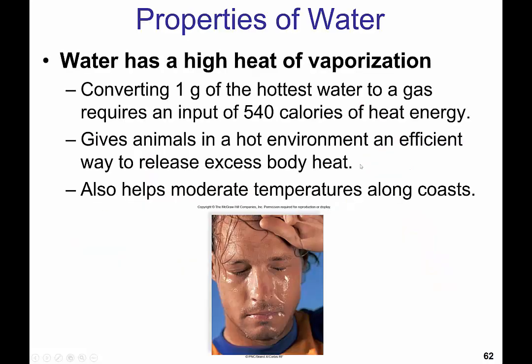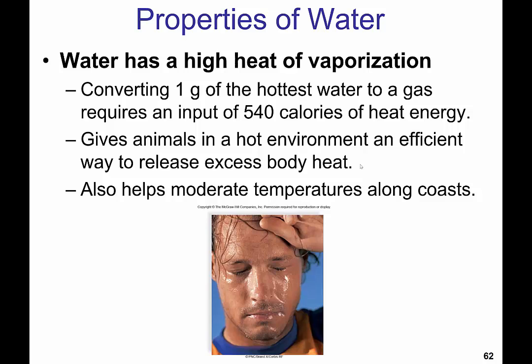Another property of water is that water has a high heat of vaporization. That means that it takes a lot of energy to turn liquid water into gaseous water. If we think back to the states of matter, we talked about solid, liquid, gas, and plasma. So to convert 1 gram of the hottest water to a gas requires an input of 540 calories of heat energy. This is why steam burns are so bad, because there's a lot of energy within steam.